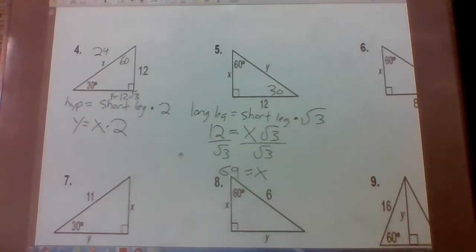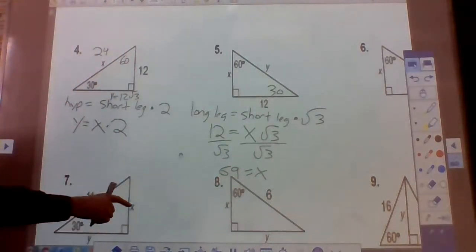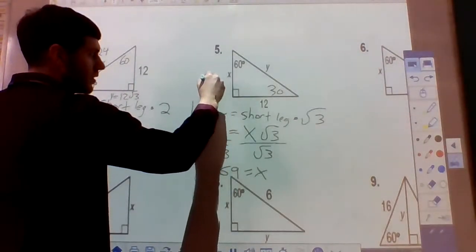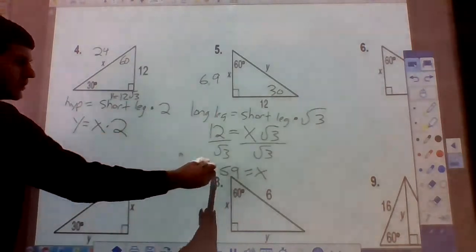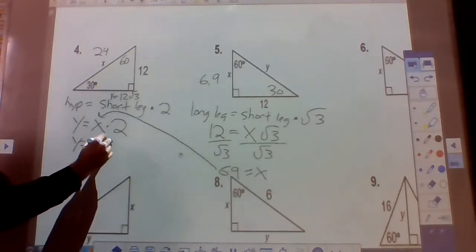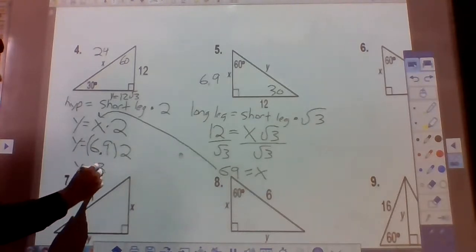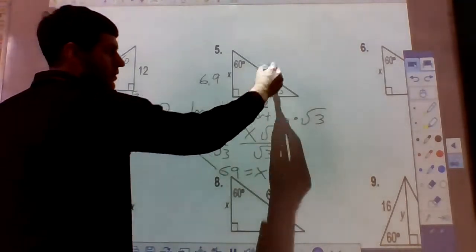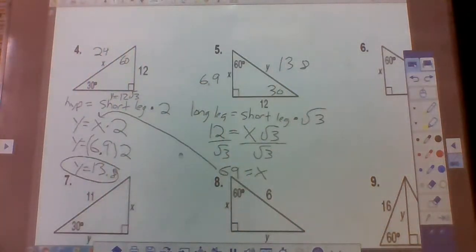Square root of 3, 6.9. All right, so that's x. Then we can substitute that in. So we get y equals 6.9 times 2, which is 13.8. And that makes sense because the hypotenuse is twice the length of the short leg. Okay, number 6.